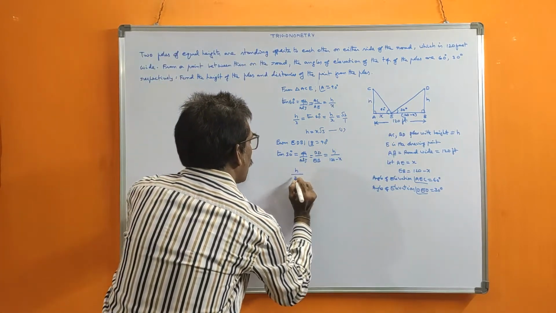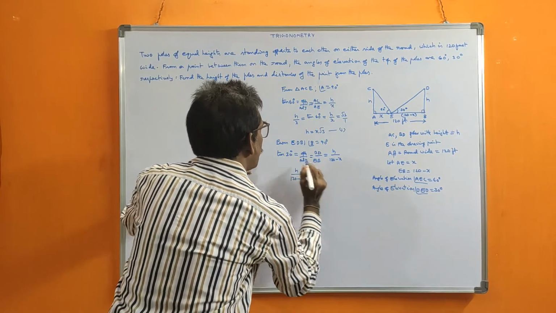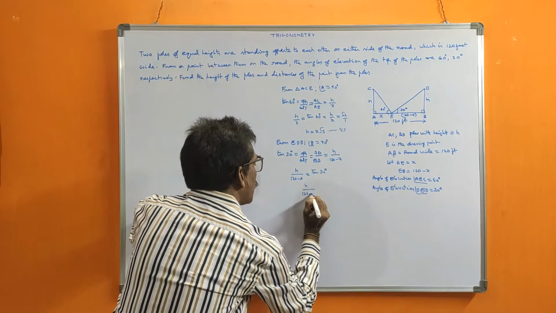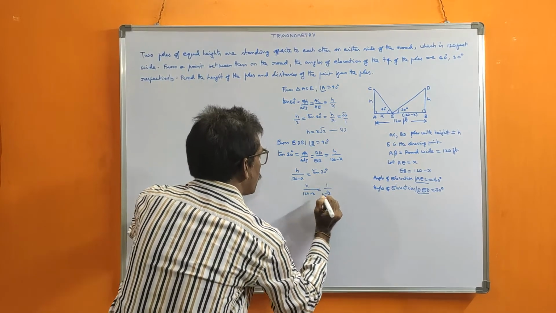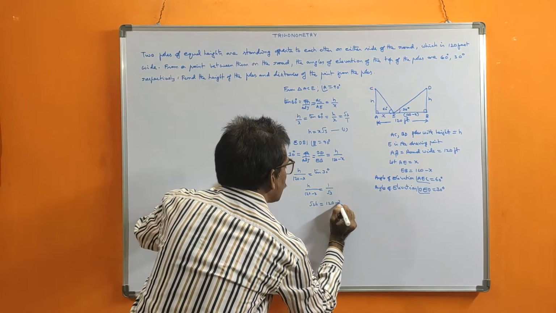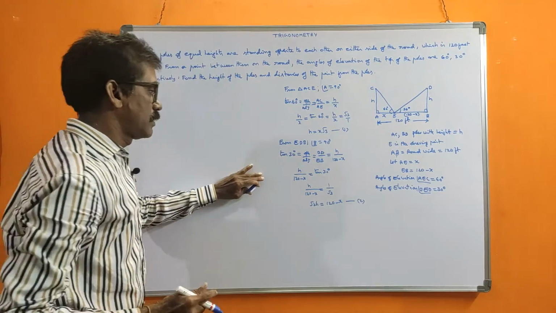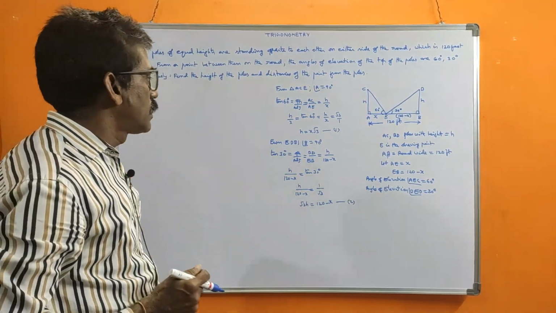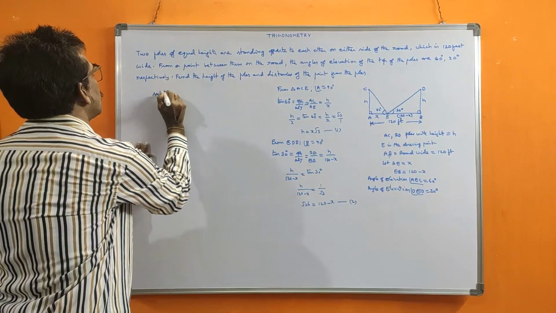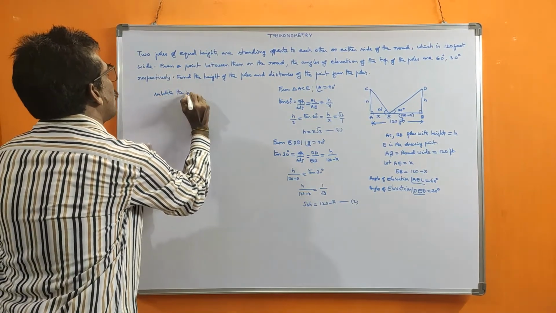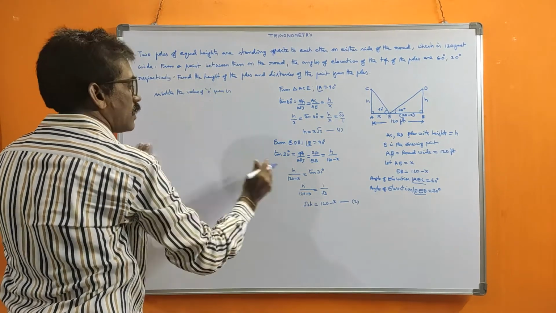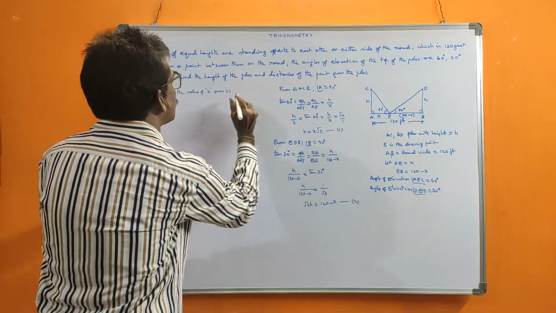From this, H by 120 minus X is equal to tan 30 degrees, which is 1 by root 3. By cross multiplication, root 3 H is equal to 120 minus X. This is equation 2. We got two equations. Here the H value is directly available, so substitute the value of H from equation 1.